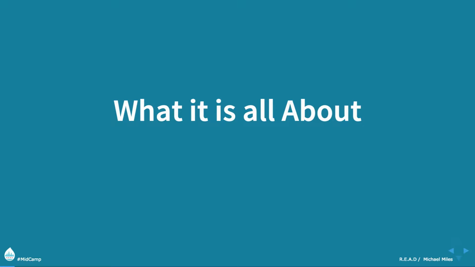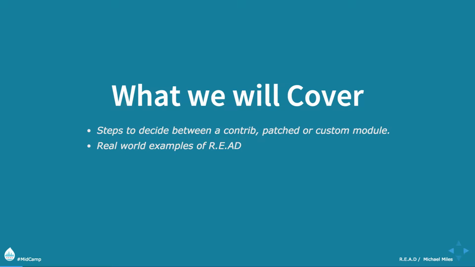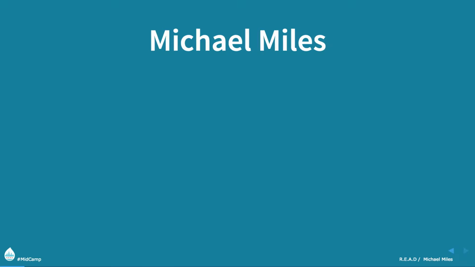What this session is all about is how to quickly make smart, informed decisions when it comes to your functionality needs. What I'm going to cover today are the steps to decide between using a contrib module, a patched contrib module, or a custom module, some real-world examples of using these steps from my personal experiences, and I'll touch on the basics of patches and of writing a custom module. I like to do these slides first at the beginning of a session. That way, if you know it's not for you, you have time to catch another one. But please stay.